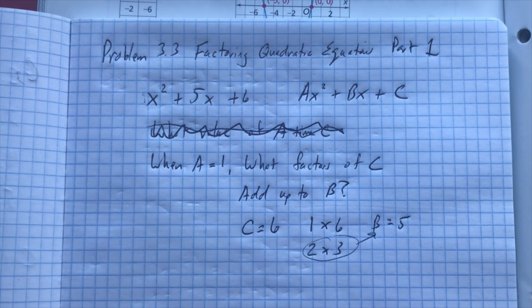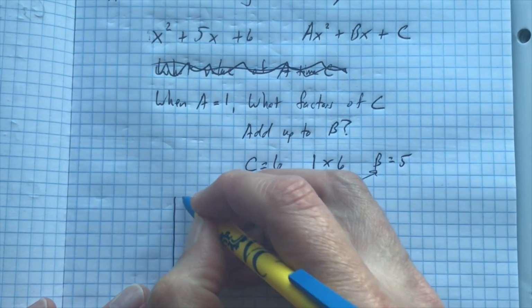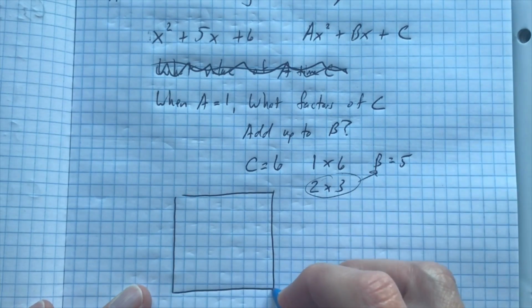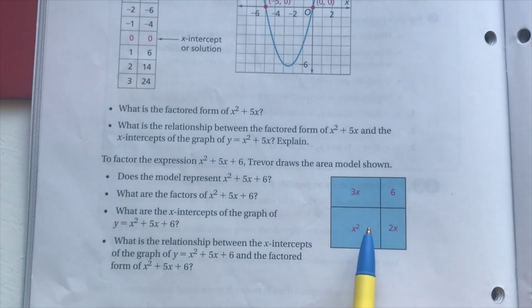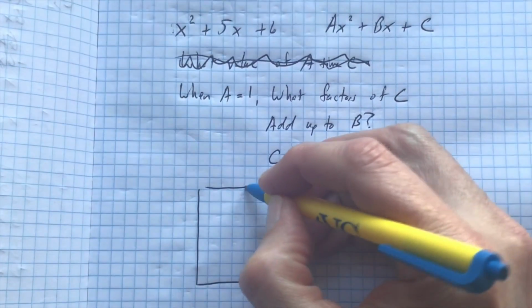And so what we would do to factor those then is we would split that into our specific little box that they give. And so you see here, they divide the 3x and the 2x for that 6 there, just like that.